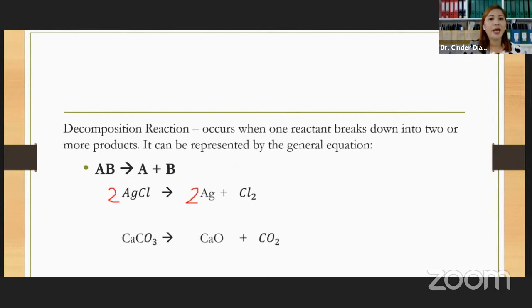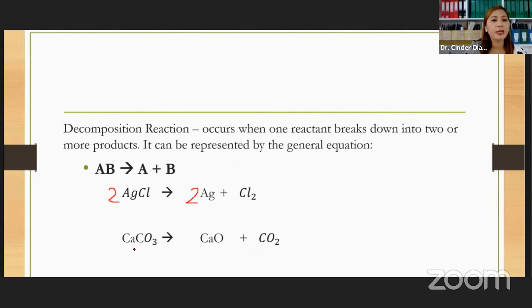Another example is calcium carbonate. So what will be the product of this decomposition reaction if you are going to decompose calcium carbonate? So we have calcium oxide plus carbon dioxide. Now let's try to look whether the equation is balanced.